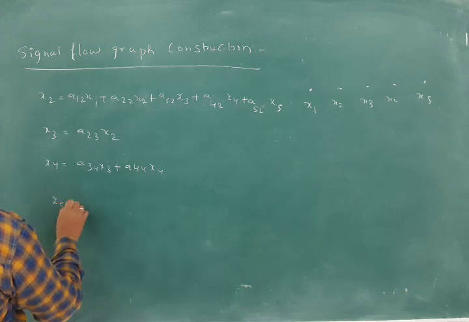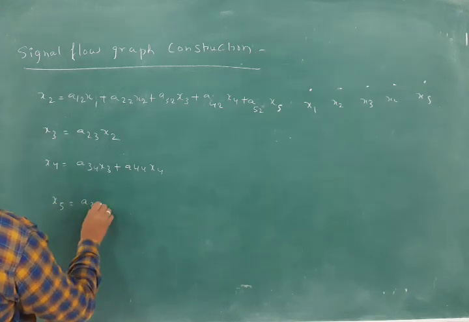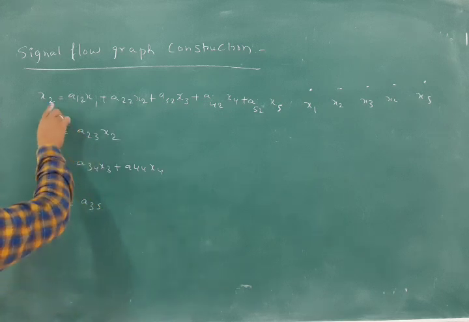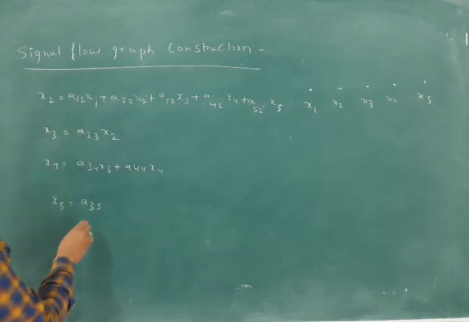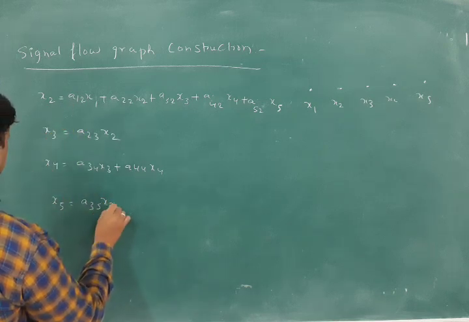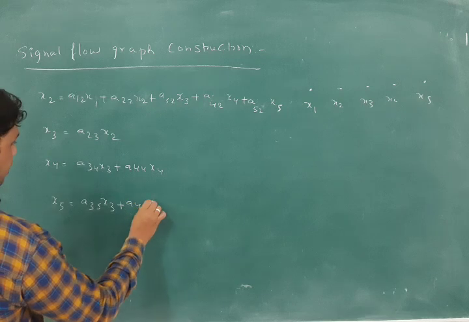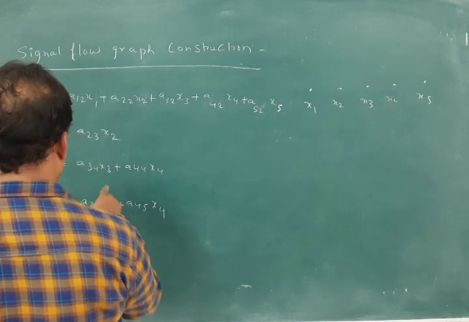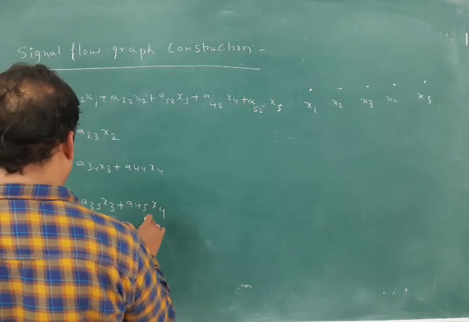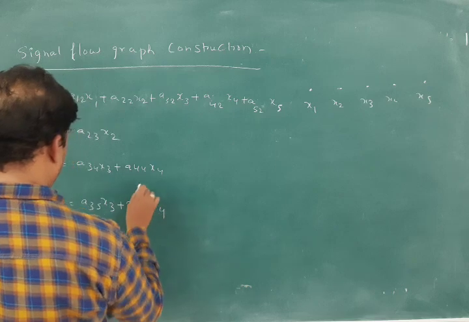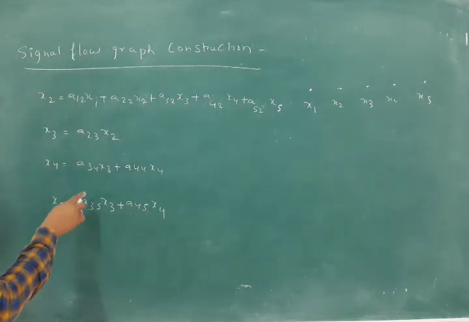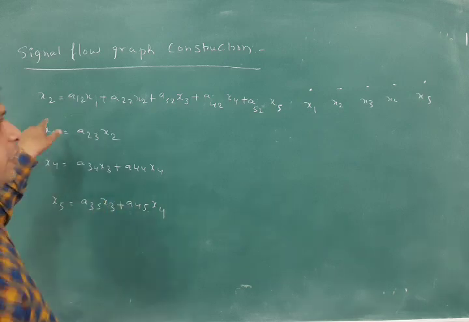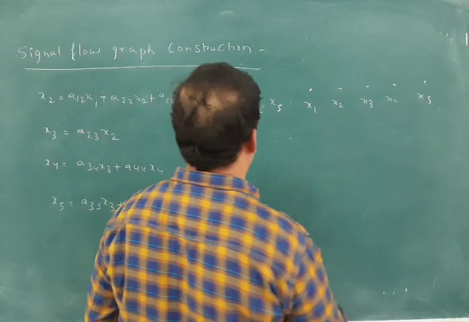X5 is equals to A35 X3 plus A45 X4, because this is the fourth one, A34, A23, like that, A12, starting from 1. So the change is here, A45 X4, and here it is A35, 34 and 35. You can see the changes here. They are systematically written. The algebraic equations are the systematically written equations here.